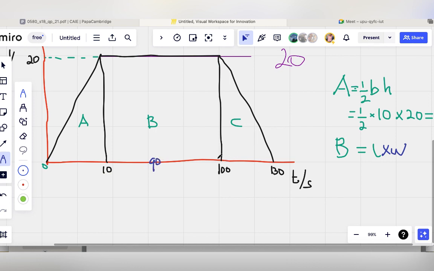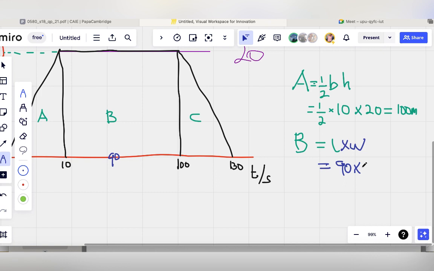Because some people will just say, oh, the value is 100. If you write this 100, you're going to fail. Okay? And the height or the width is 20. So 90 multiplied by 20 is equal to 1,800 meters.